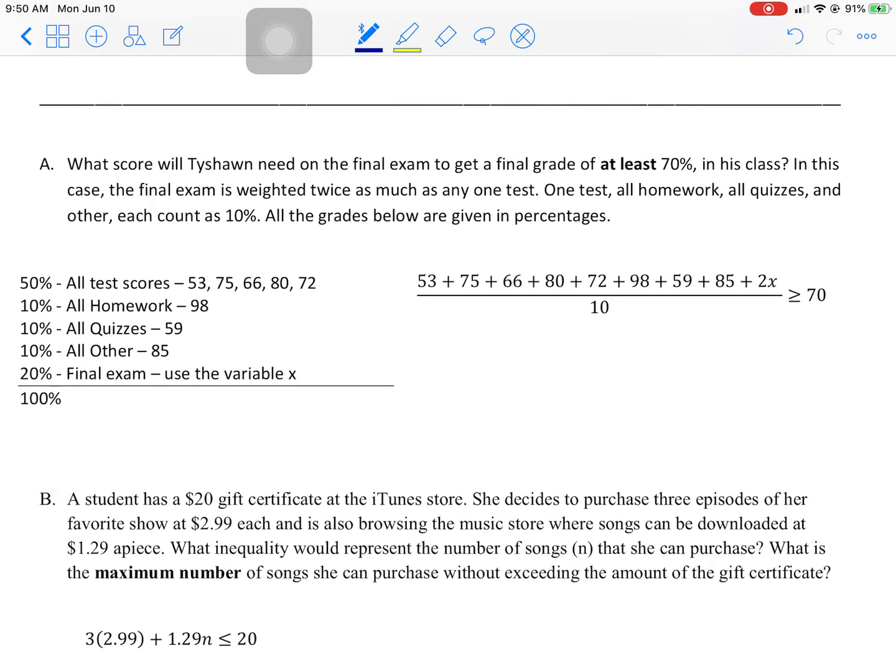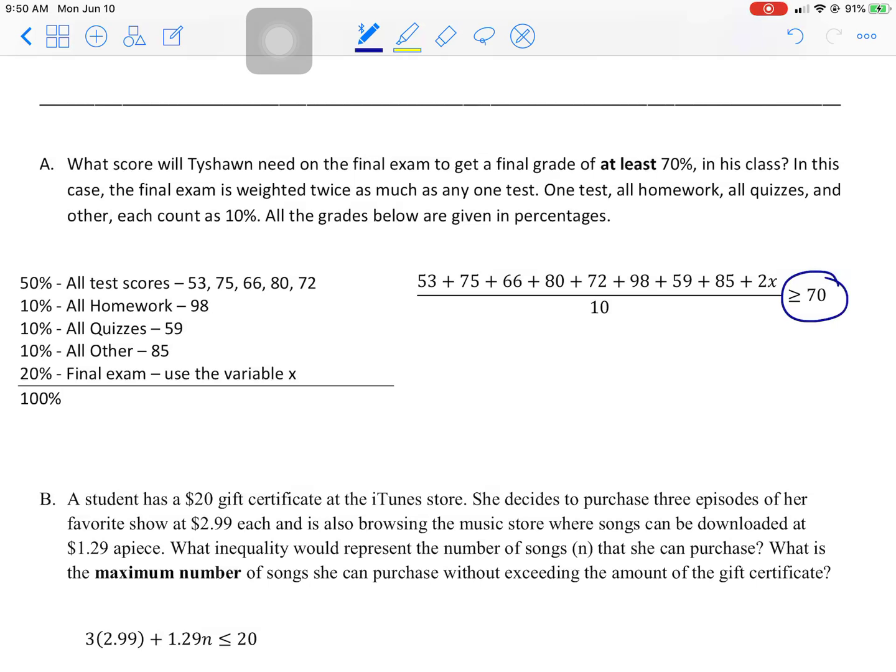Another way to use an inequality: what score will Tyshawn need to have on the final exam to get a final grade of at least 70%? So that means you're greater than or equal to 70. In this case, the final exam is weighted twice as much as any one test. All homework, all quizzes, and other count as 10%. All the grades are given as percentages below.